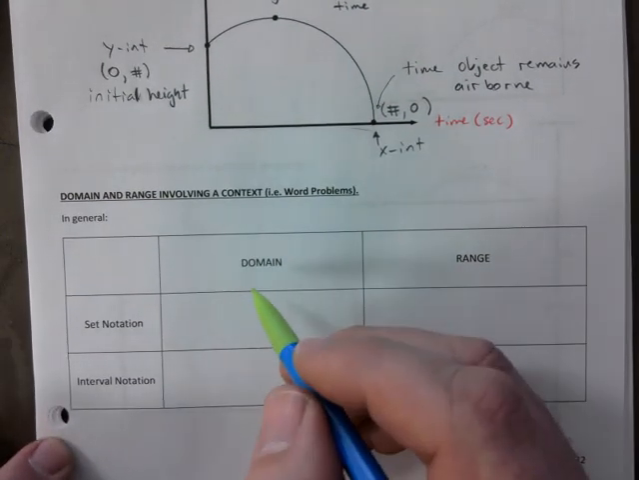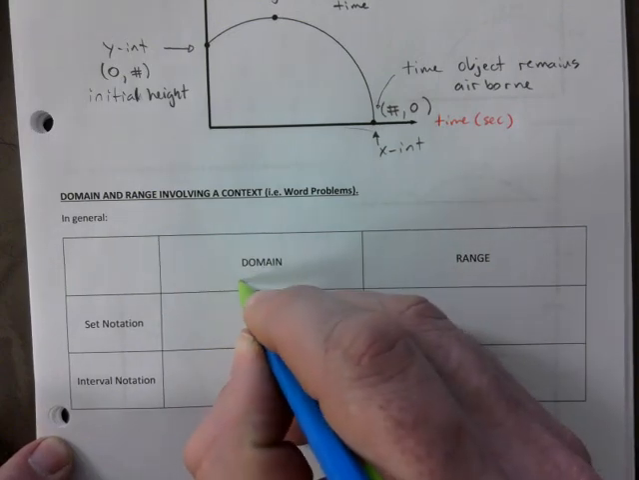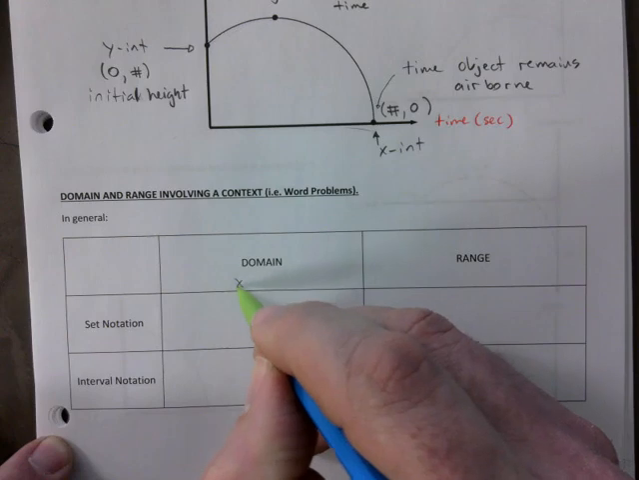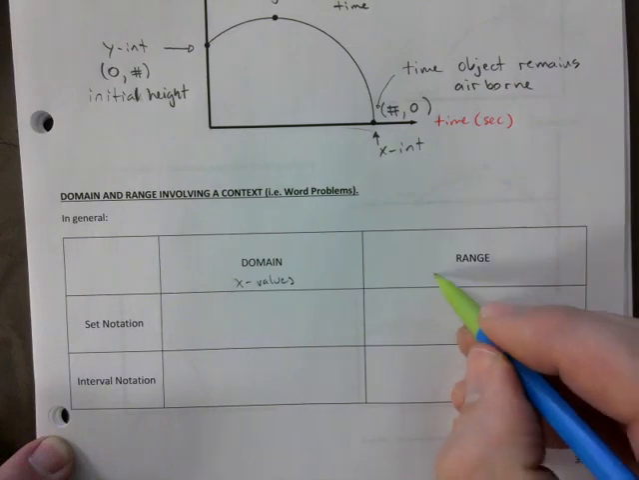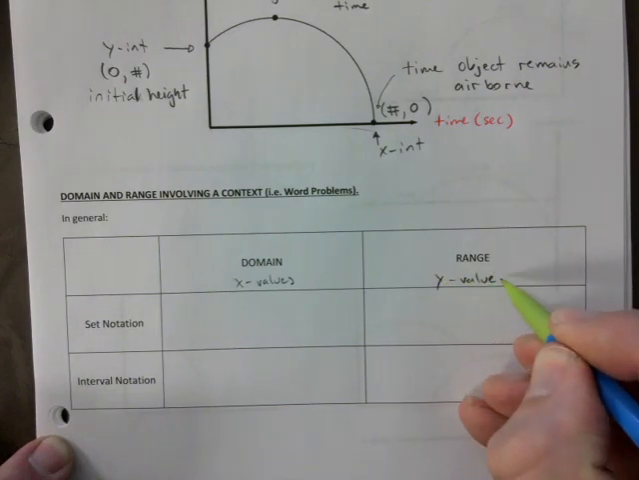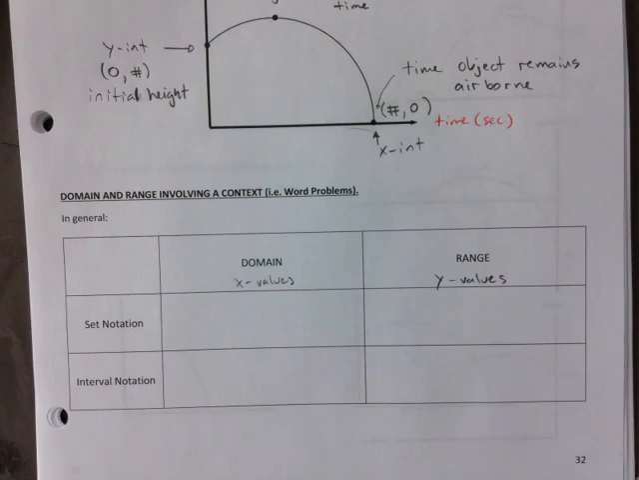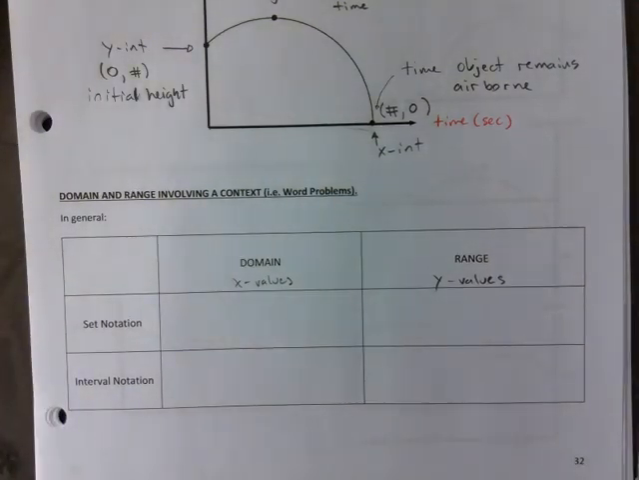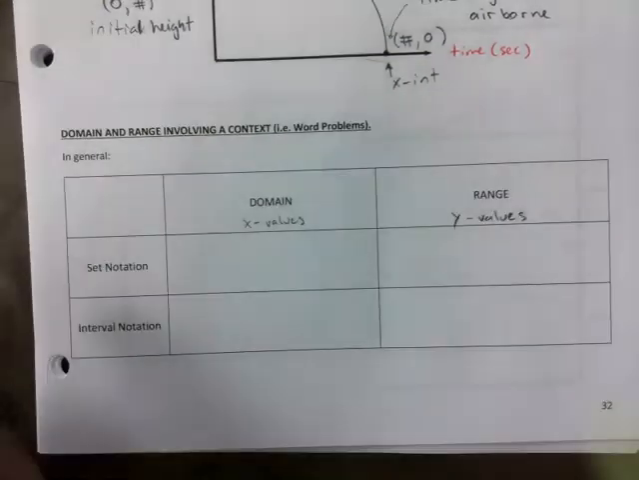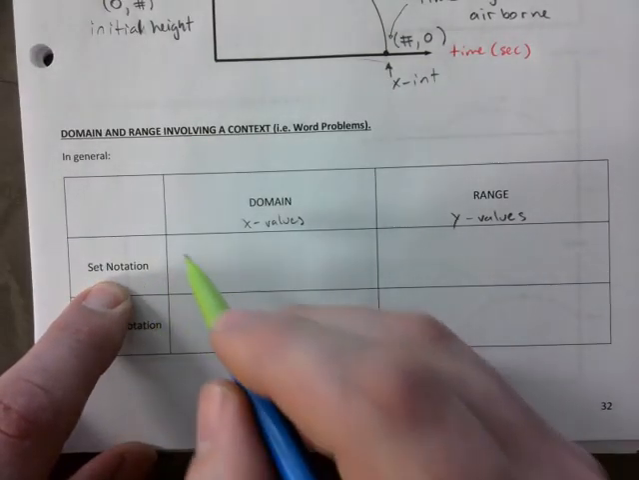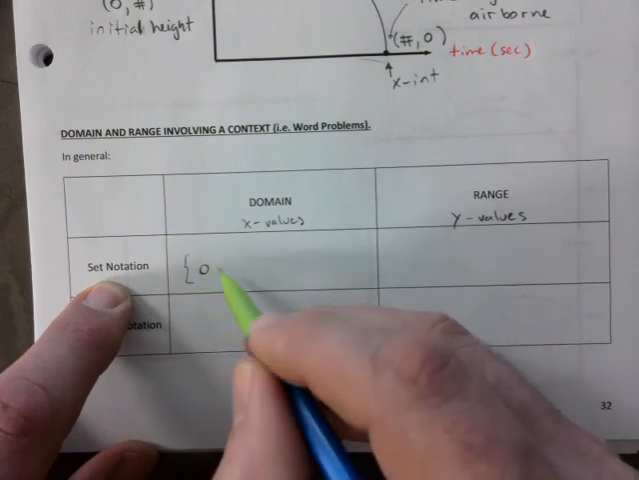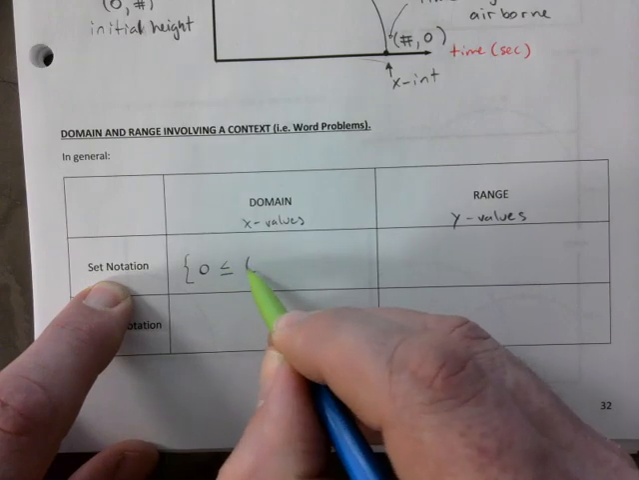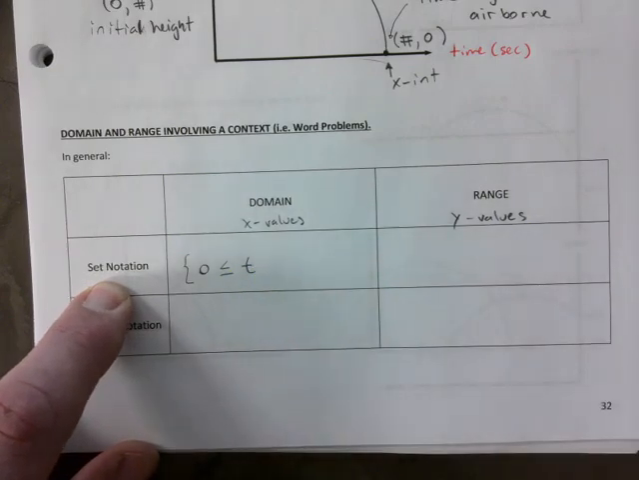Okay. So here's the domain and range. The domain always talks about the x values, right? X values for which the graph exists, and the range is the y values. And there we have set notation and interval notation. So when it's set notation, in this case, it would go from time of 0. You have to use the variables that the equation is using. You cannot use x.